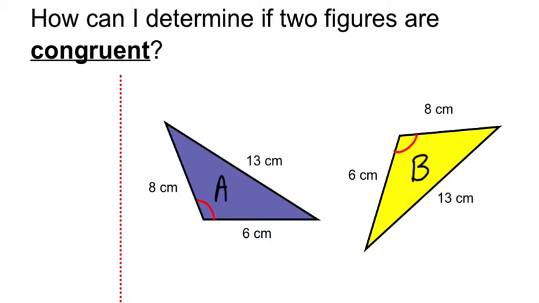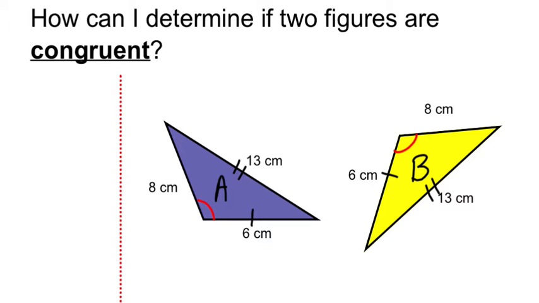In triangle A, the smallest side length is 6 centimeters. So I'm going to put one mark on that side length. Now I'm going to go to triangle B. I'm also going to put a mark on the smallest side length, which is 6. Notice those are the same, 6 and 6, so they match up. Now I'm going to go back to triangle A, and the largest side is 13. So I'm going to put 2 marks on that one. Now I'm going to go to triangle B, and the largest side length there is also 13 centimeters. So I'm going to put 2 little marks on that side length. And again, notice that they're equal, they're the same.